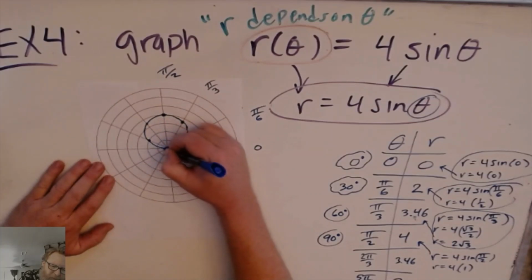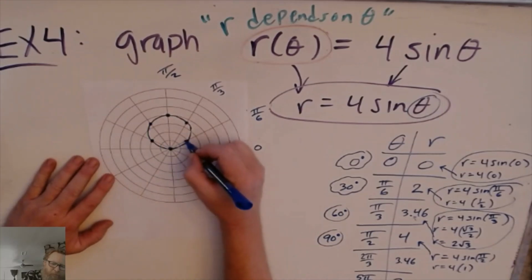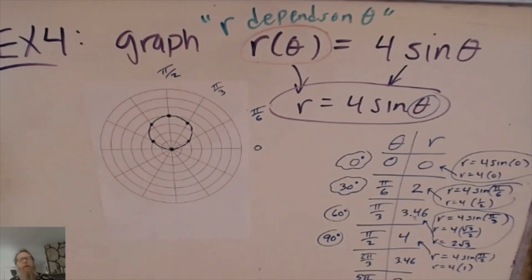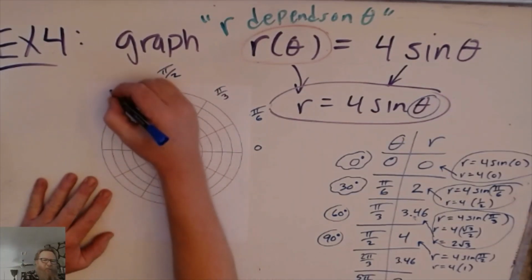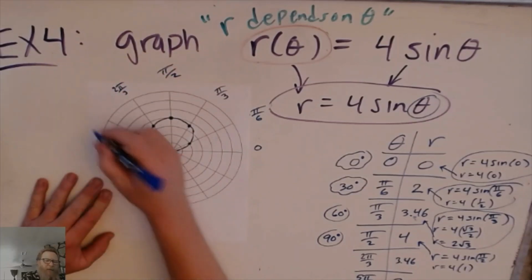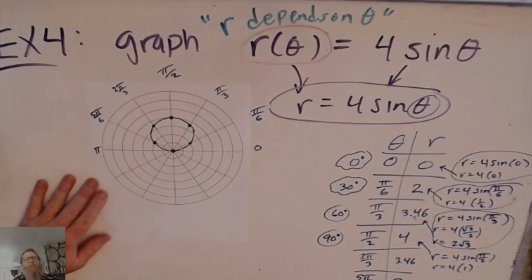And there's my circle in polar form. So this would be 2 pi over 3. This would be 5 pi over 6. And then this would be pi. Okay.